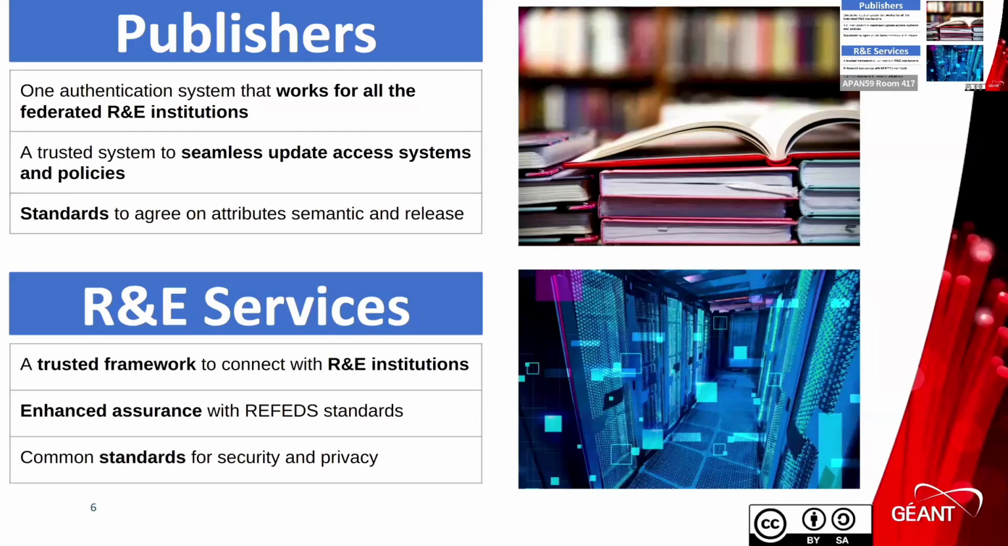Finally, for research and education, tailored services. Here I'm talking about both commercial services and services that are designed, developed, and implemented by the research and education community itself. In this case, again, the trusted framework is very important to connect research and education institutions, because without it, it is difficult for an organization to share sensitive resources with other institutions. Also, we provide inside federations enhanced assurance by implementing REFEDS standards. We have a framework for identity assurance in REFEDS. And we also have common standards, again, for security and privacy. These are paramount for research and education services, where, again, you might have the need to give access to sensitive resources.